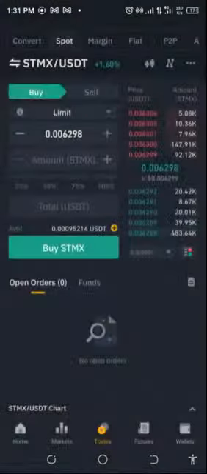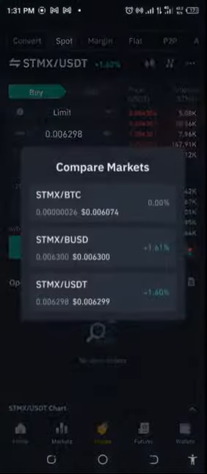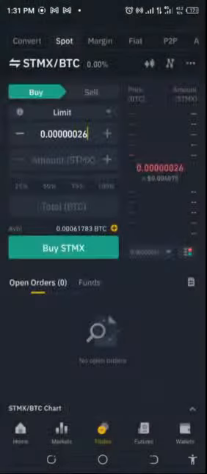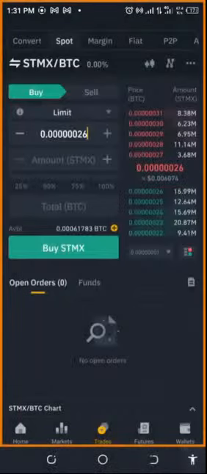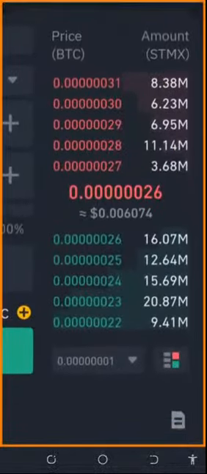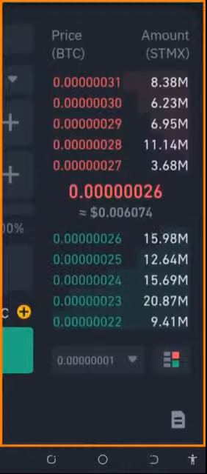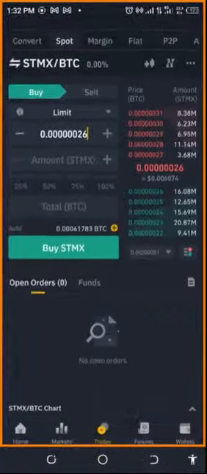So let's go ahead and see what we will do. This is, like I said, an experiment. It might work, it might not work. Okay, so let's get cracking. So I'm going to go straight to using STMX BTC. And before I do anything, let's take a look at this market price. The market price is 0.000026. Now I'm going to still sell by limit, okay?